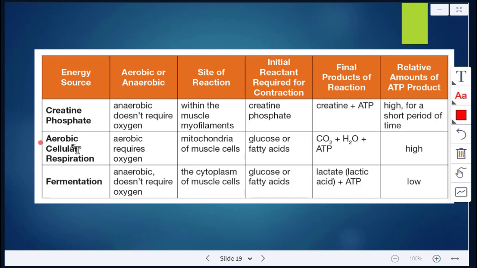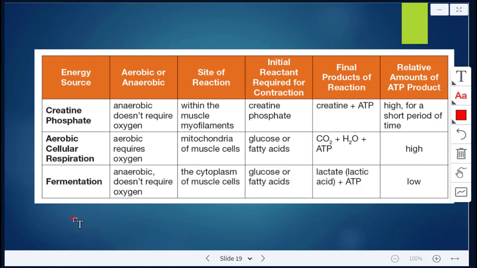Aerobic cellular respiration requires oxygen. It's occurring in the mitochondria of the muscle cells. The initial reactants are glucose or fatty acids. The final products are carbon dioxide, water, and ATP, and there's a high amount of ATP produced.